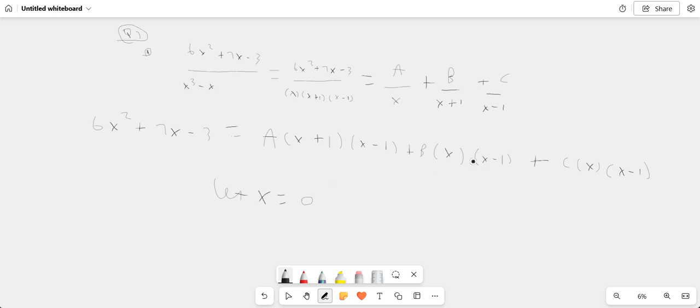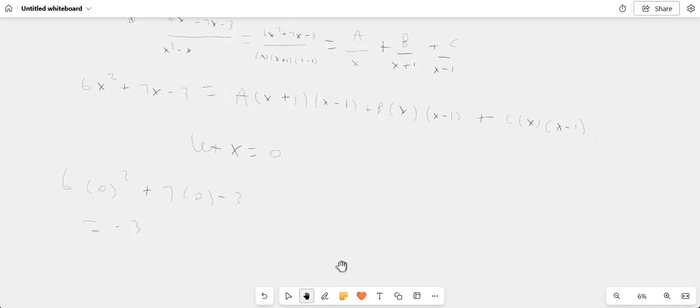Alright, let x equal 0, so obviously eliminate the x one there. So put that into the left hand side, you're going to get 6 open bracket 0 squared plus 7 open bracket 0 minus 3. You can clock already, that's going to be minus 3. And then on the right hand side, 8 open bracket 0 plus 1 close bracket, 0 minus 1, plus obviously 0 plus 0.